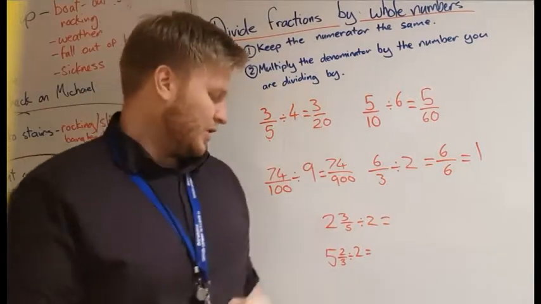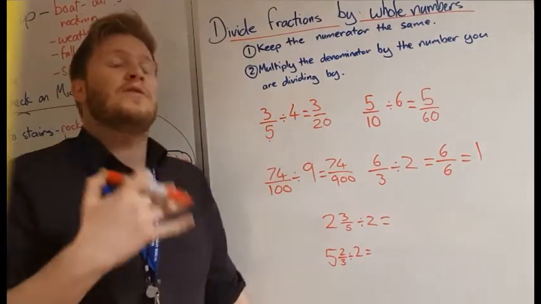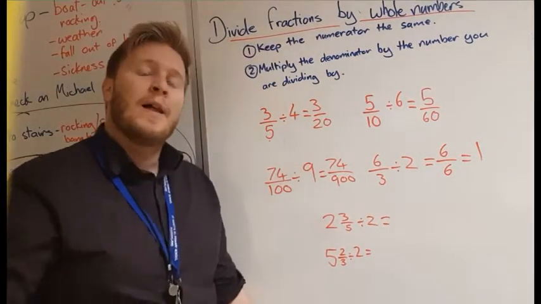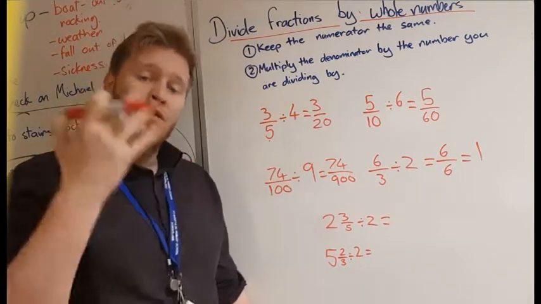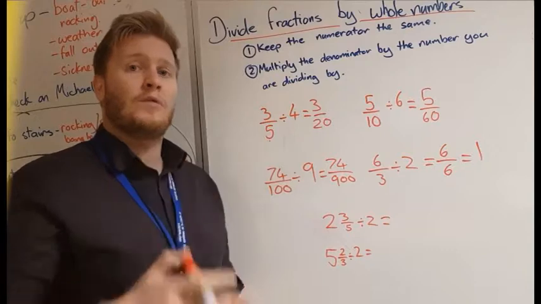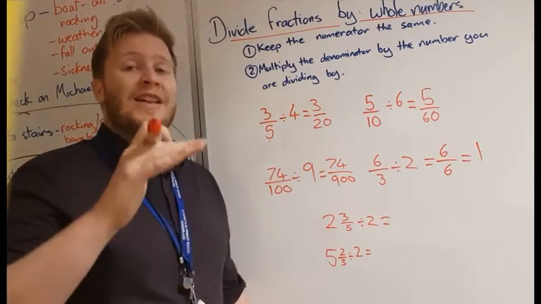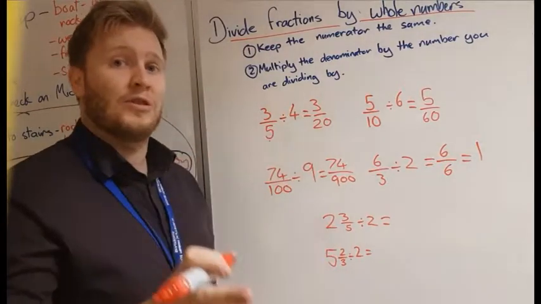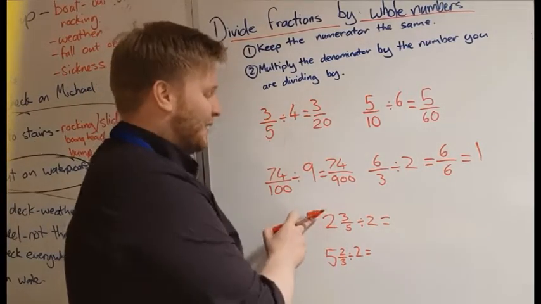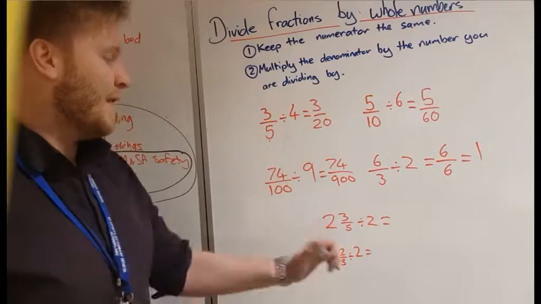Now, there are 2 ways that you can do this, and there are 2 different situations I would use the different ones in. Remember, always with maths, use the method you find easiest and you're going to remember. If you get the right answer, it doesn't matter how you got there. Okay? If you get the wrong answer, it doesn't matter how you got there because you need to learn why you didn't. Okay, so 2 3/5 divided by 2.